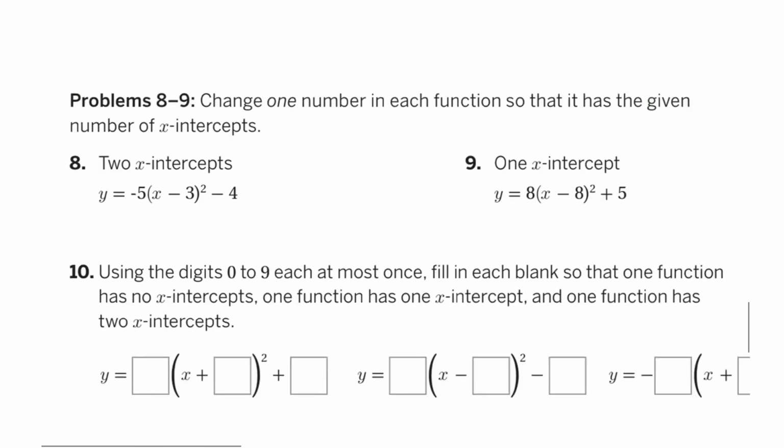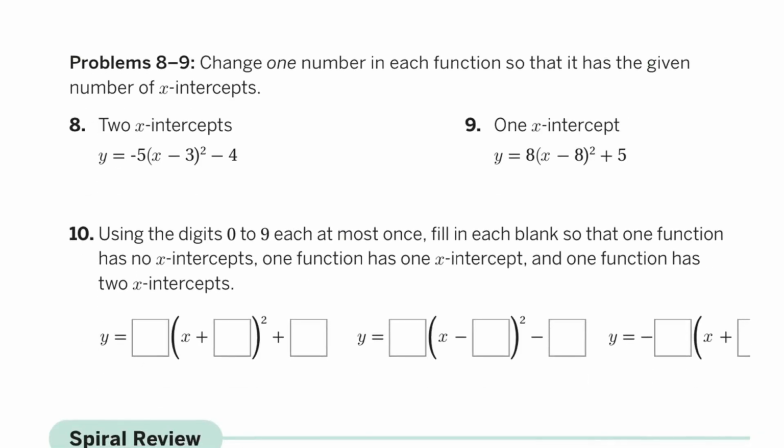Problems 8 and 9, change one number in each function so that it has the given x-intercepts. For number 8, it's asking for 2 x-intercepts. Right now, we are going 3 units to the right and 4 units down, and our parabola is going to be pointing down because of this negative. So when I do this, I go to the right and I go down, and right now, sorry for the lack of space, let's redo that. We're going to have something that points down and never touch the x-axis.